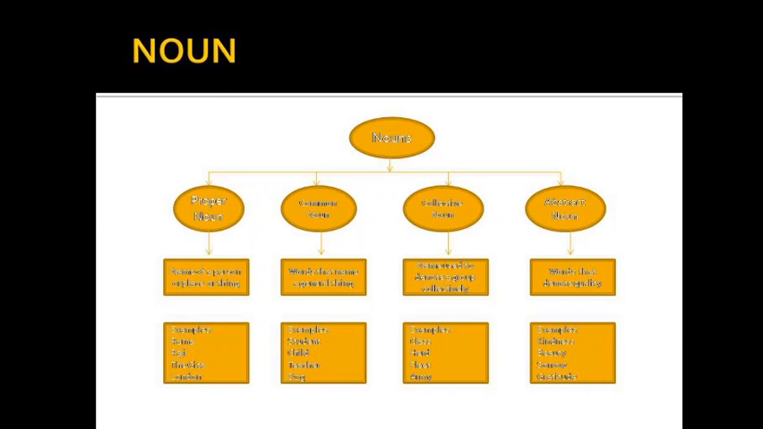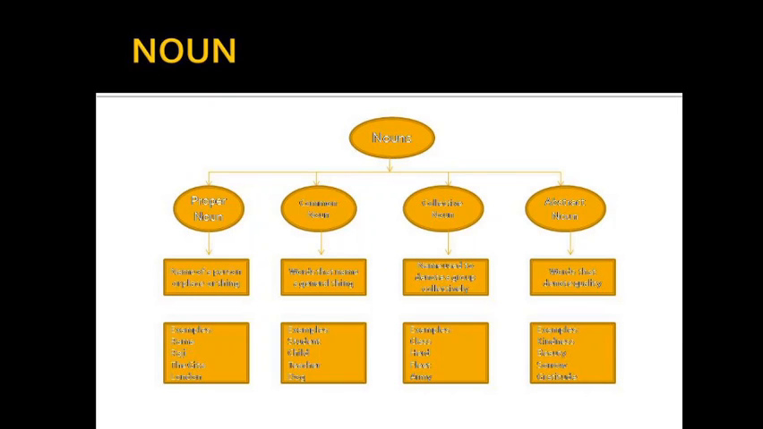A student may be a boy or a girl. A teacher can be a man or a woman. A child likewise can be a male child or a female child. So a word which is used in general is called as a common noun. A naming word which is used in general is called as a common noun.